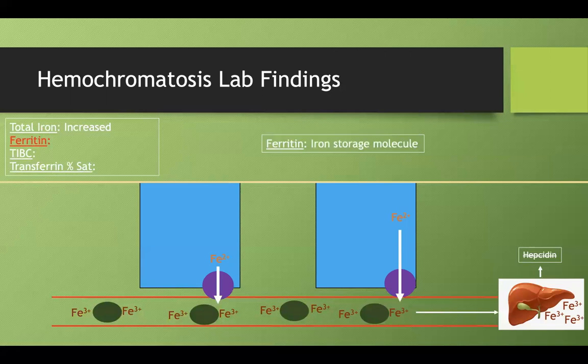Our ferritin is the amount of iron that's stored. And so again, if you have all this transferrin here, all this iron in your bloodstream, a lot of it's going to go into the splenic macrophages, the bones, or the liver. And so you'll get a ton of storage iron, also known as ferritin, and that can be measured, and that'll be increased on laboratory studies.